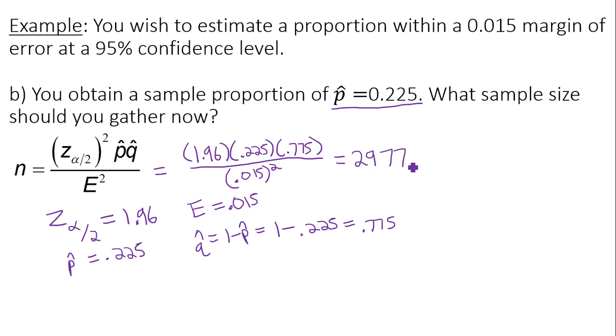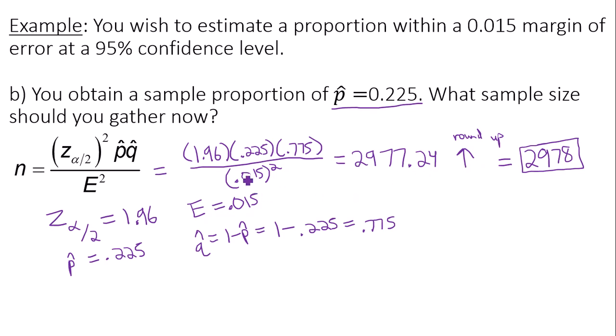because we had information about the sample proportion, I now only need a sample size of 2,977.24, which you always round up because 2,977 isn't quite going to get you where you want to be. So I'm going to round up to about 2,978. That is the sample size that we'll need here.